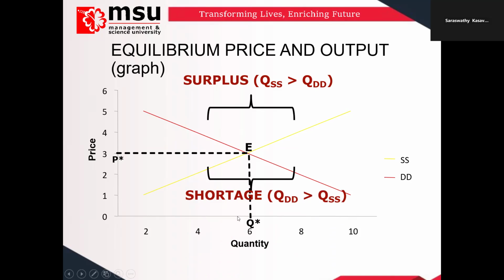A shortage happens when the quantity demanded is more than the quantity supplied. If you see this graph, this is a supply curve, this is a demand curve. Quantity supplied is here, quantity demanded is here. So the quantity demanded is more than the quantity supplied, and a shortage will happen.